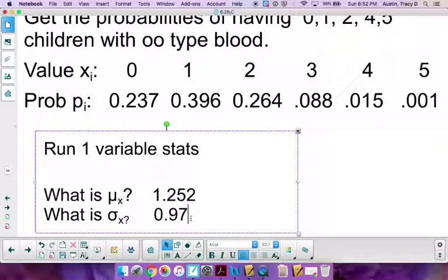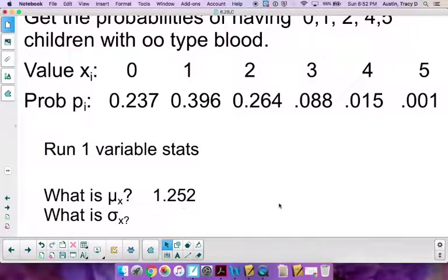Stat calc. Let's make sure I didn't mess that up. 1.252 and 0.969, actually. There we go. 0.969. Okay, so there is your mean and your standard deviation.